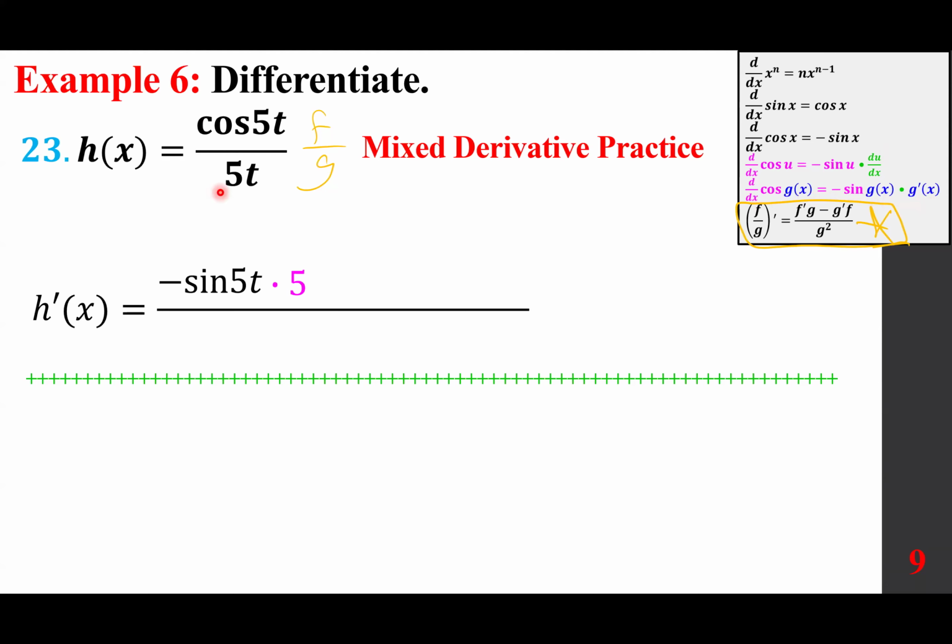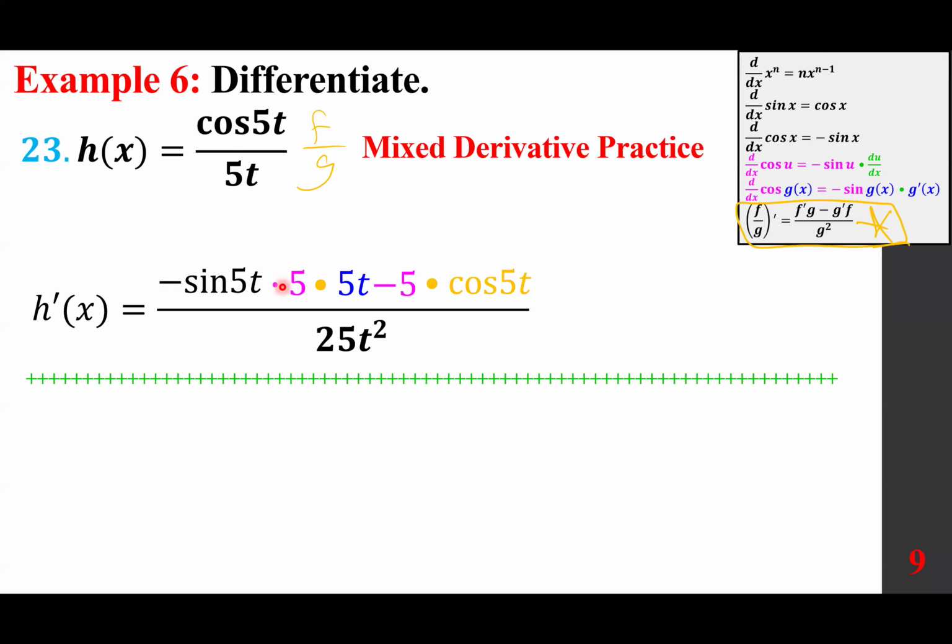So this is f prime times g, times 5t, minus g prime, the derivative of the bottom, which is 5, times f, cosine of 5t. And the bottom is squared, 5t quantity squared is 25t squared. And this is it. You're done with calculus.